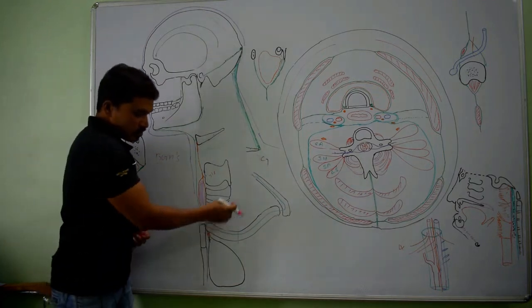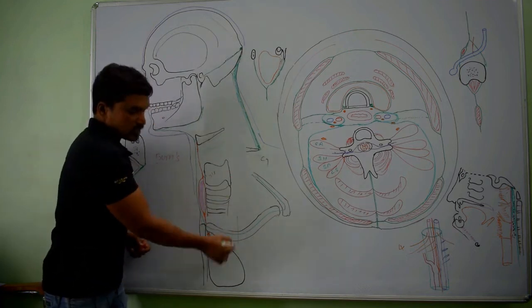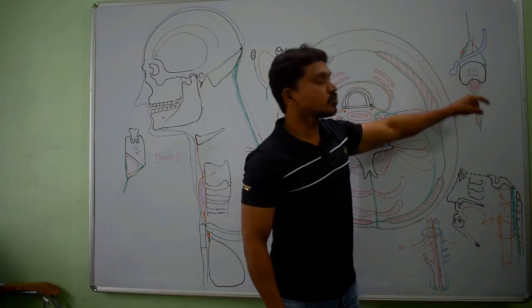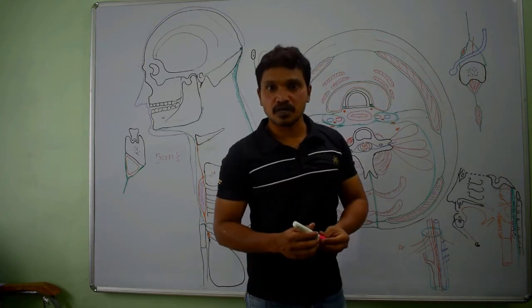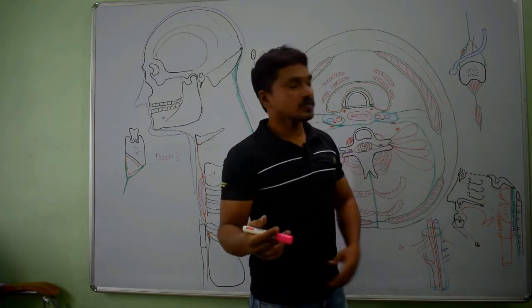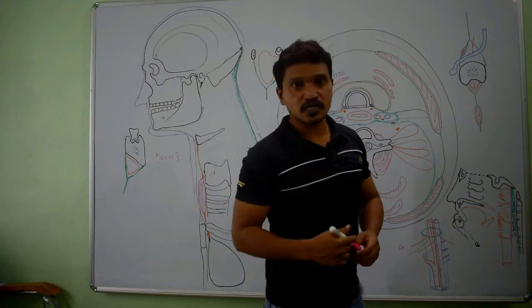Then when you see at the middle third of the clavicle, if you take the section it will be like this. Inferior surface of the clavicle will have a groove, that groove we call subclavian groove. Within the subclavian groove is the attachment of subclavius muscle. Actually subclavius muscle will be covered by clavipectoral fascia. We are least concerned about it.